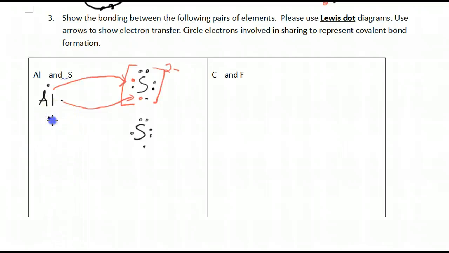Then let's put this electron over. Okay, now aluminum is all happy. So good for you, aluminum, you're happy, and you have a charge of +3. But now sulfur isn't happy. So we go back and forth until we have it all figured out.